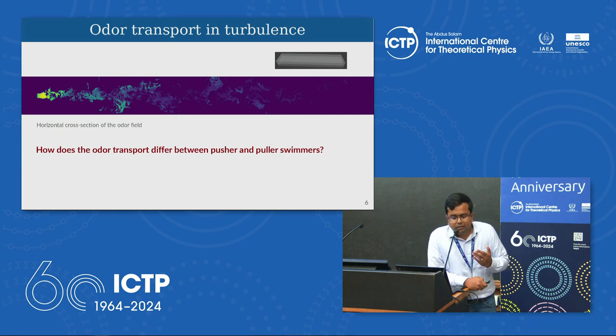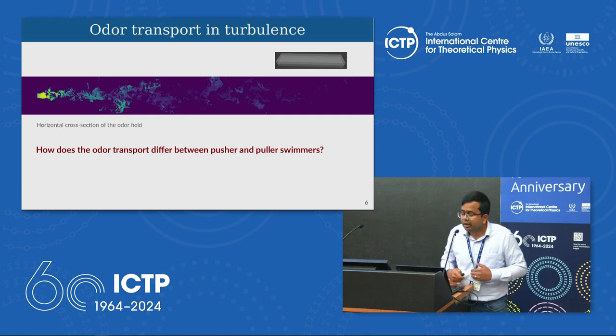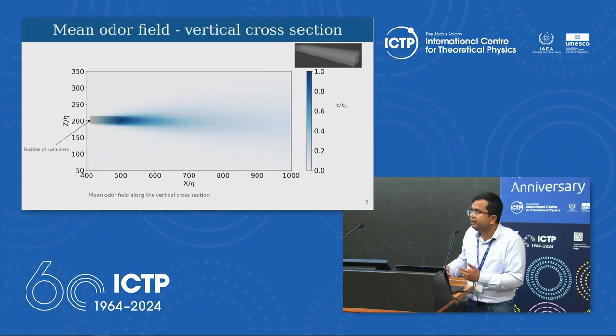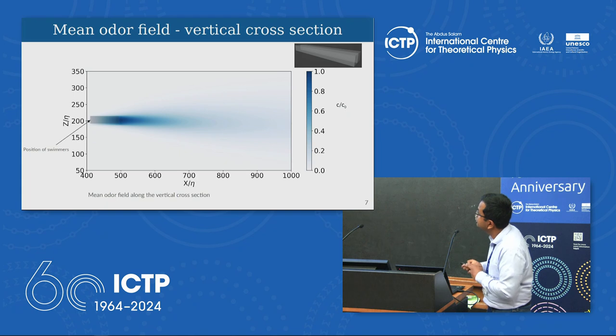And let's see that. Let's look at how the picture changes between pusher and puller for mean odor field. And instead of a horizontal cross-section, we look at the vertical cross-section because that contains the full picture. And what you're seeing is basically the mean or the average flow field in the vertical cross-section of the channel, shown in this illustration, and the swimmers are placed over here.